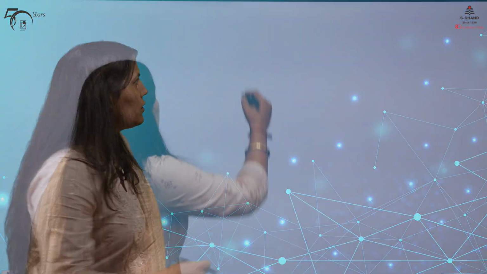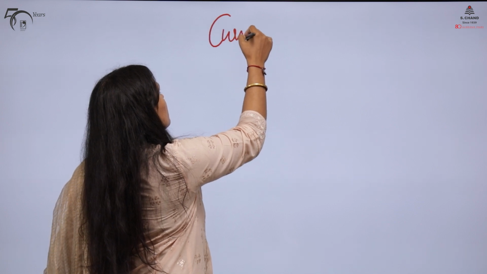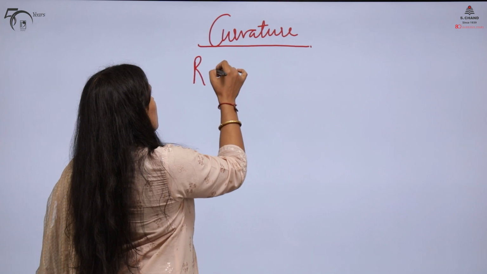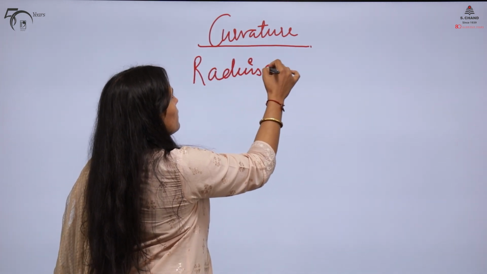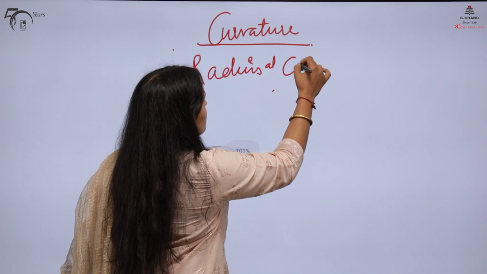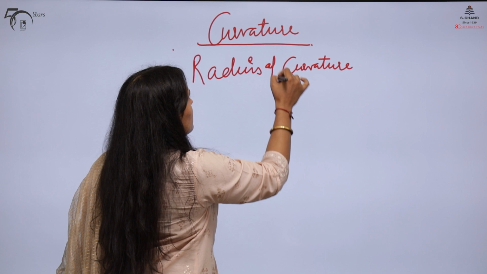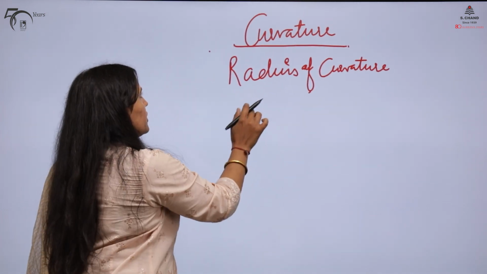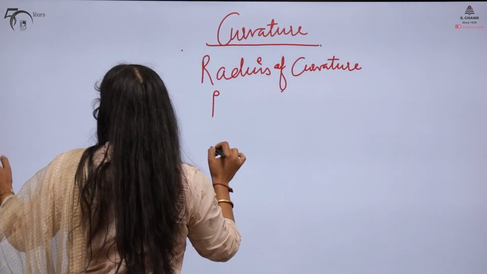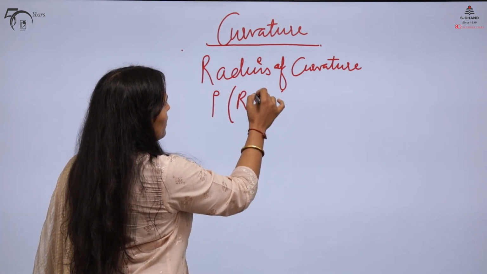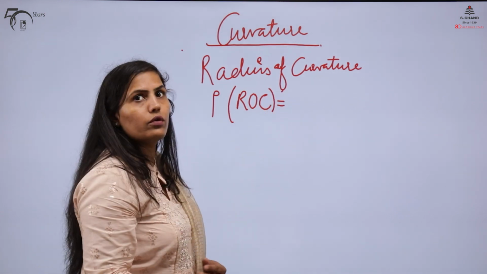Let's start with curvature, asymptotes and singular points. So, I will start with curvature first. For the curvature, what is important? The radius of curvature. Radius of curvature, the notation is rho. This is the notation, and in short what we write is ROC, that is radius of curvature.